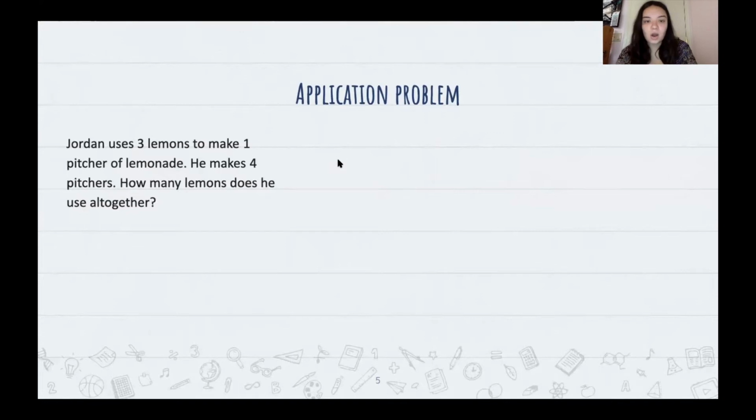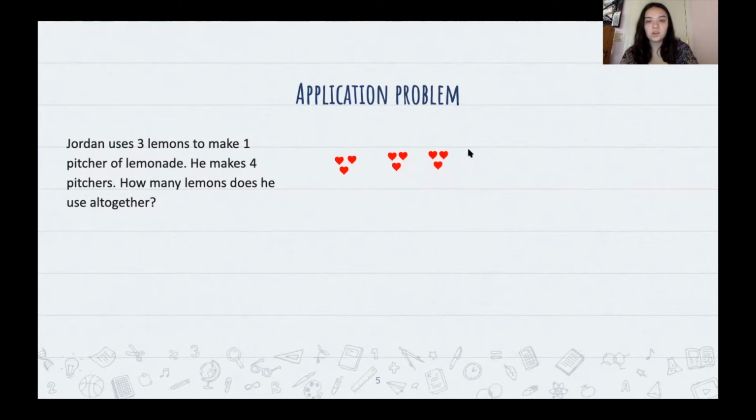So I'm going to draw out our first pitcher. I'm going to use hearts just because I can use it as a stamp. You can draw circles. You can draw actual lemons if you want. But so here is 1 group, so 1 pitcher of lemonade because he uses 3 to make 1 pitcher, and he wants to make 4 pitchers. So we have 1 here. I'm going to make another 3 because that is another pitcher. So that's 2 pitchers, and he makes 4 together. So I'm just going to keep adding until we have 4 pitchers.